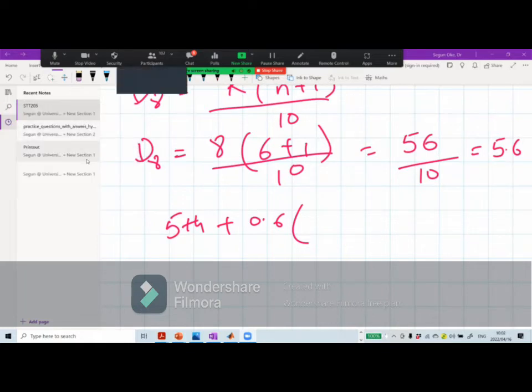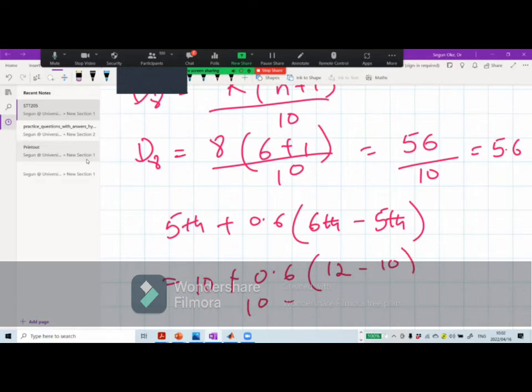So we have it to be the 6th minus the 5th. So what's the answer, please? The 5th is what? 10 plus 0.6 in brackets, times the 6th minus the 5th, which is 12 minus 10. And you have 10 plus 0.6 times 2, which is 1.2, right? Yes, sir. Equals 11.2.